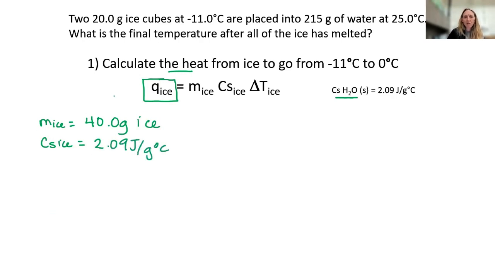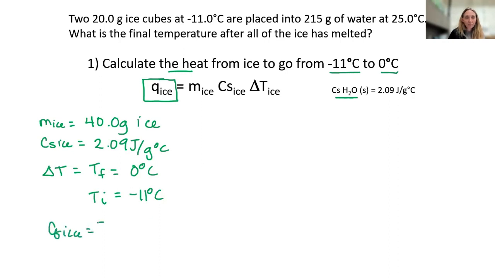I always write these up in a column so that I can make sure my units match. Next we need delta T. To know this, we need the temperature final minus temperature initial. Again, we're starting at negative 11 degrees Celsius and going to 0 degrees Celsius. So temperature final is 0 degrees Celsius. Temperature initial is negative 11 degrees Celsius, and we're solving for the heat. Here we've got grams, degrees Celsius, and our answer should be in joules.